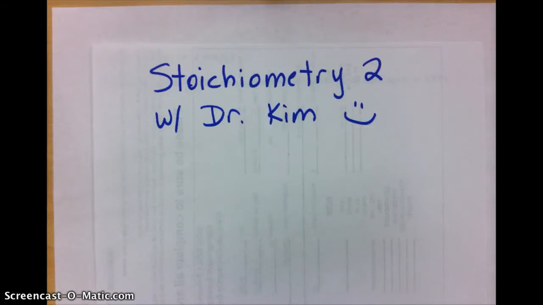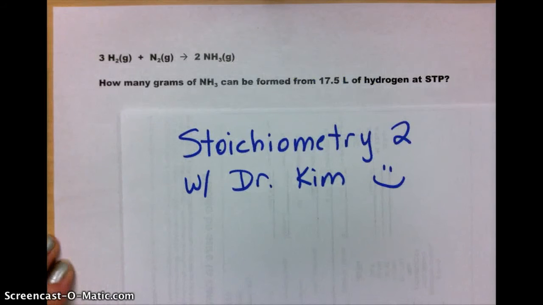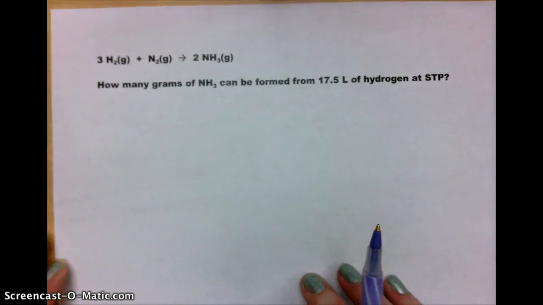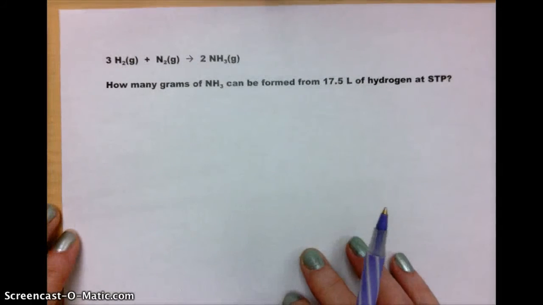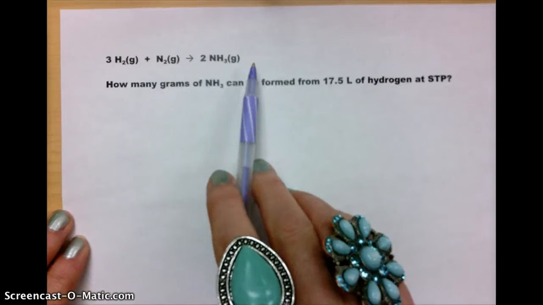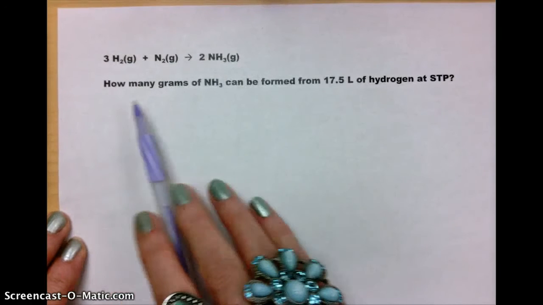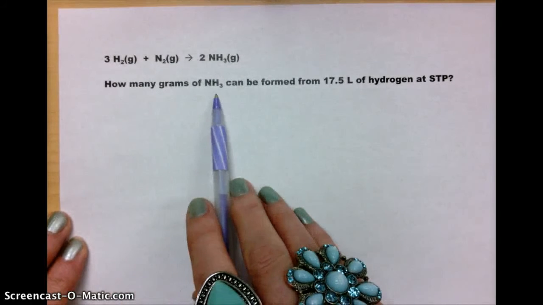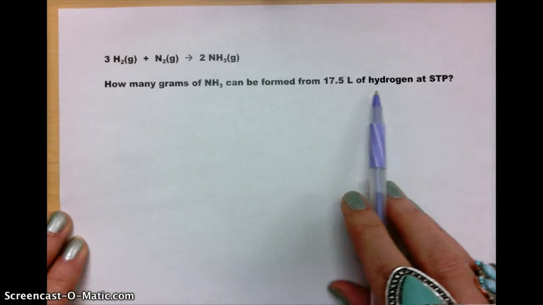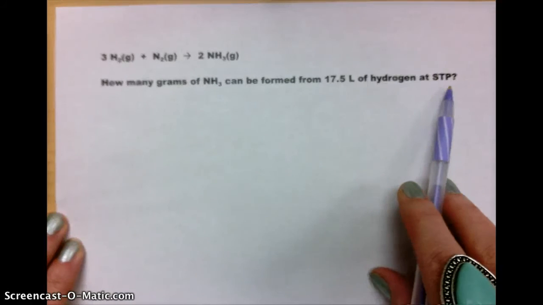Hello there. We're going to work on a second stoichiometry problem today. Our problem involves the balanced reaction 3 hydrogen gas plus nitrogen gas makes 2 ammonia gas. And the question is how many grams of ammonia can be formed from 17.5 liters of hydrogen at STP.